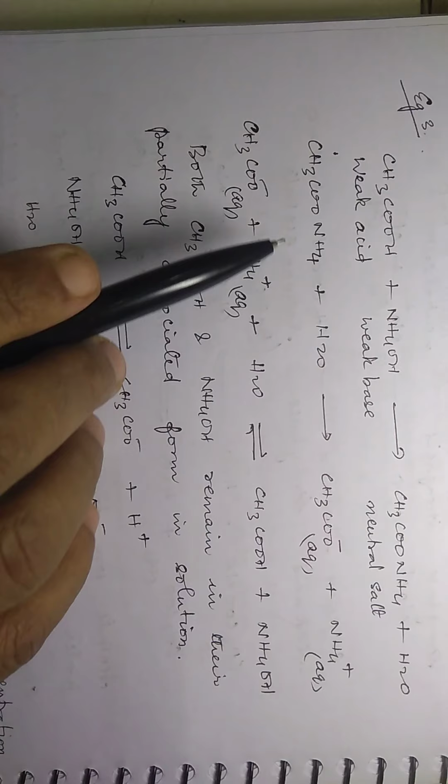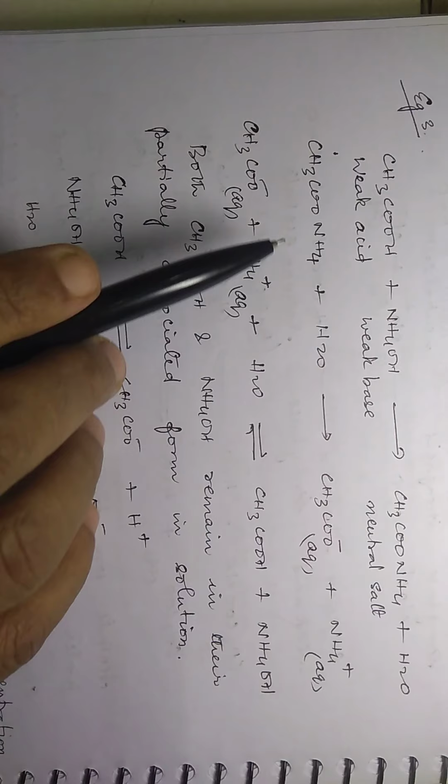Yes, children. Let's see one more example. Now this is between a weak acid and a weak base. Okay, both are weak. Acid is also weak, base is also weak. And what is the kind of salt you get? You get a neutral salt. If both are strong, then also you get a neutral salt. When both are weak, then also you get a neutral salt.